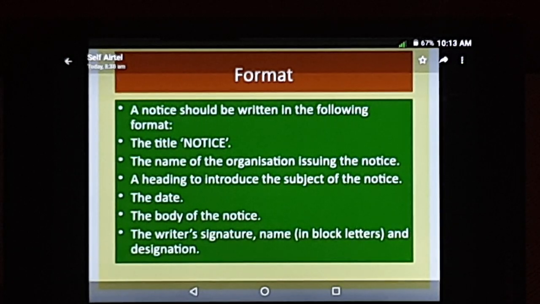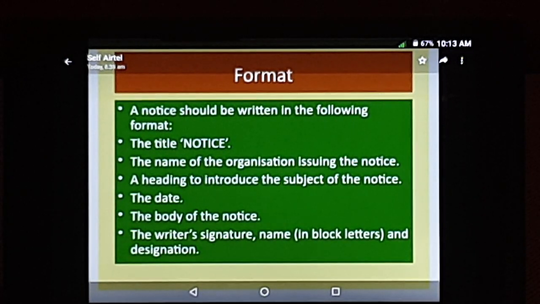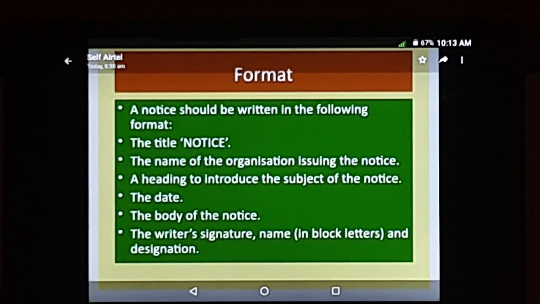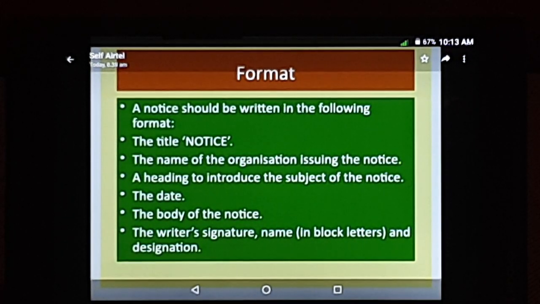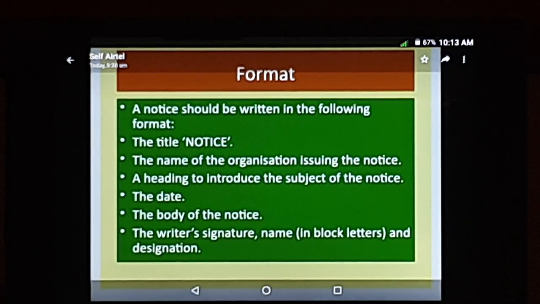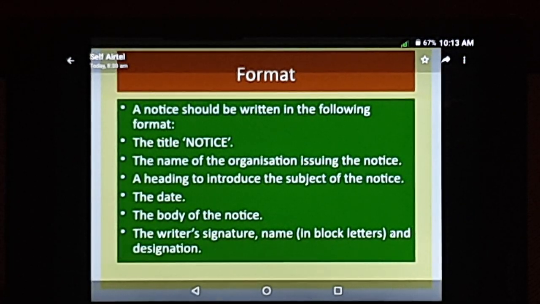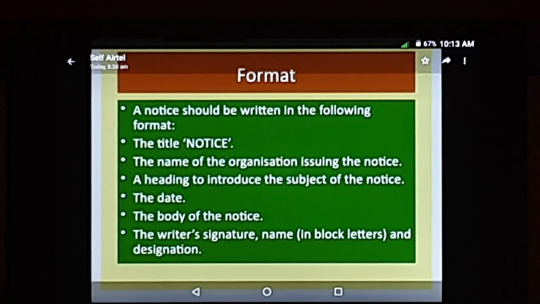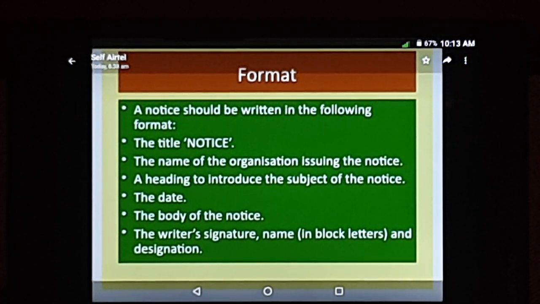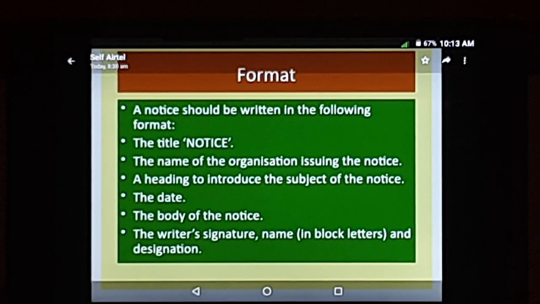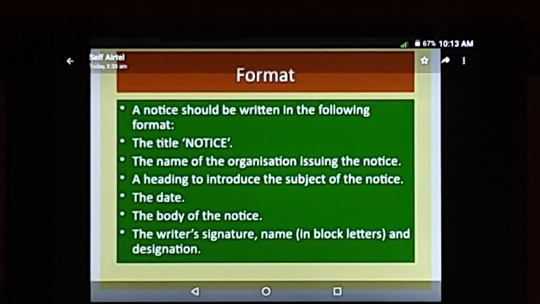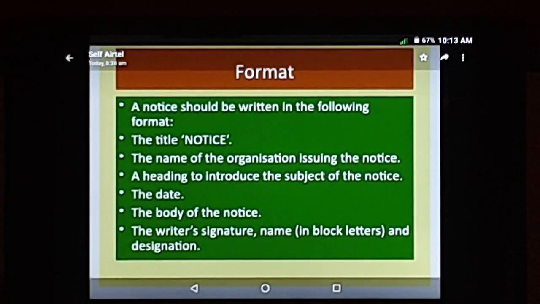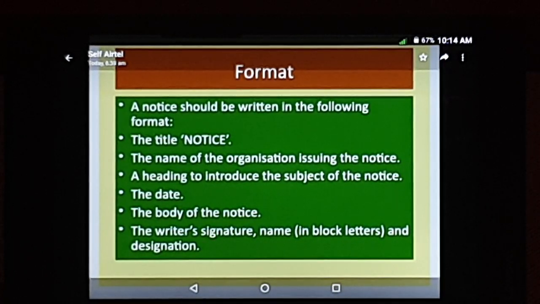Now after that or sometimes before that, most of the time what we write here in India, we write the name of the organization first, the authority issuing the notice. Then a heading to introduce the subject of the notice, and the subject is always there. The subject is the gist of the topic, the main part of the topic, where the whole body is summarized into a few words or in just one word. So it is the gist or the summary of the whole notice.